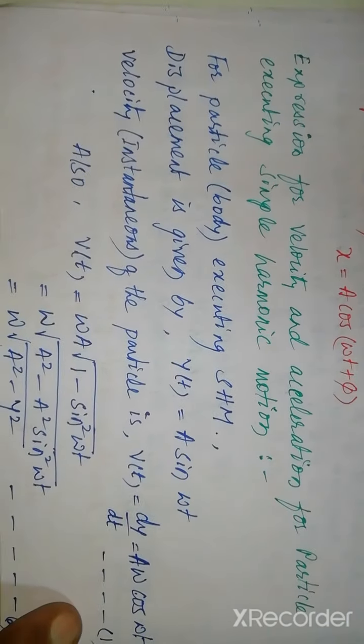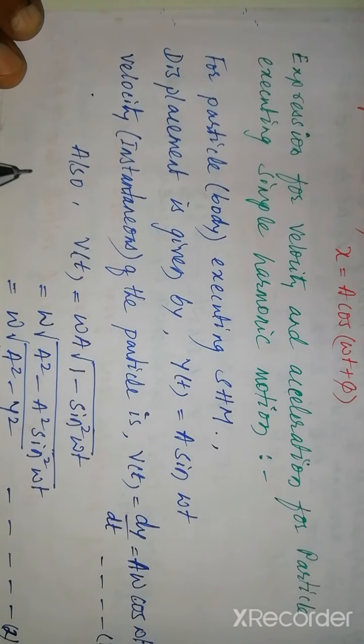Expression for velocity and acceleration for a particle executing simple harmonic motion. During offline classes we have discussed all these things. Still, we have to refresh what we have learnt in the regular classes. So for a particle or a body executing SHM, displacement is given by y of t equals A sin omega t, where the symbols have their usual meaning. y is the displacement at any given instant of time t, A is the amplitude, omega is the angular frequency, and t is time.